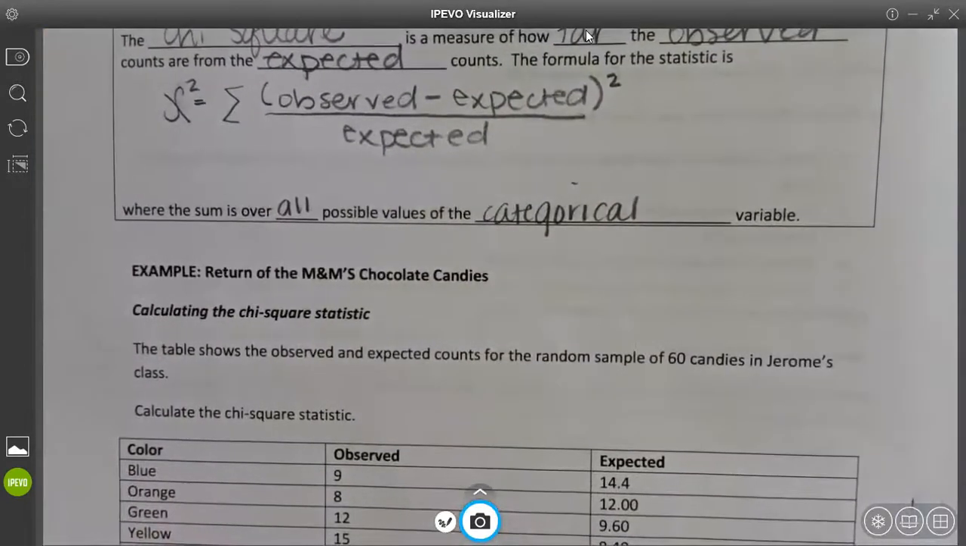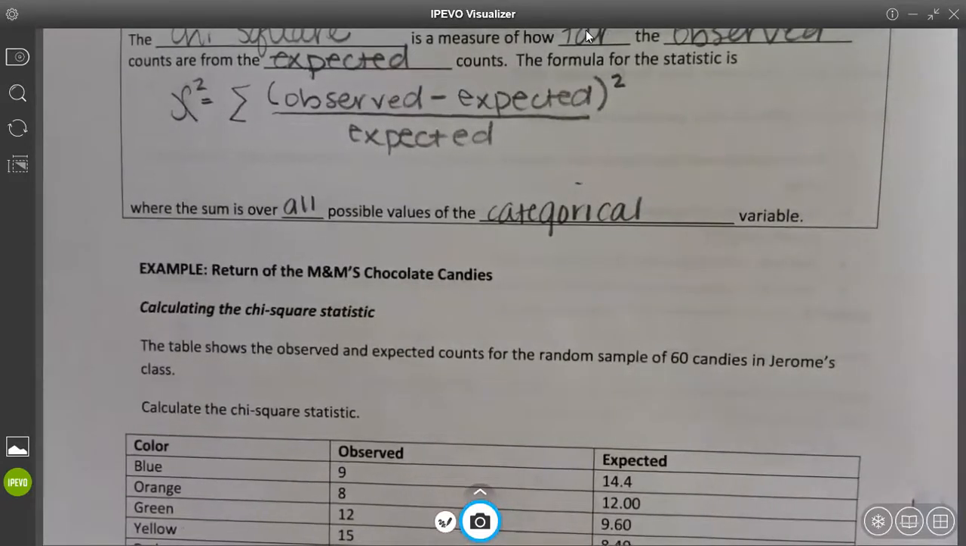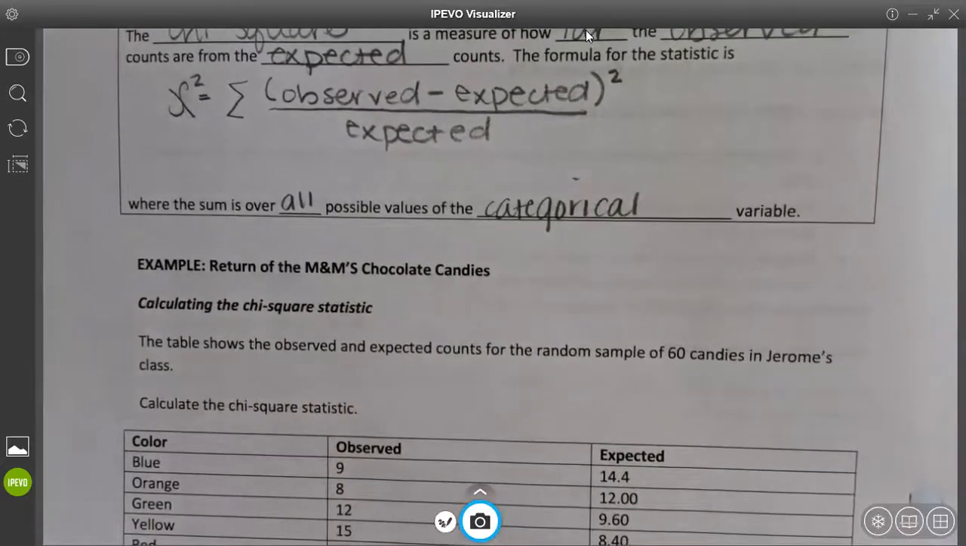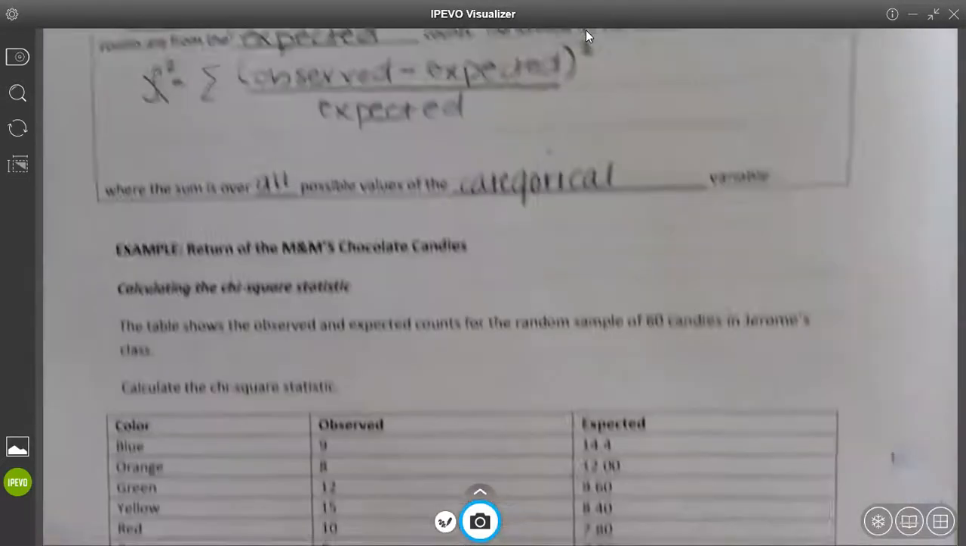So then in the next one, we're going to go back to that M&M's chocolate candy. The table shows the observed and expected counts for the random sample of 60 candies in Jerome's class. And we're going to calculate the statistic. And we are going to do this one by hand. Okay.